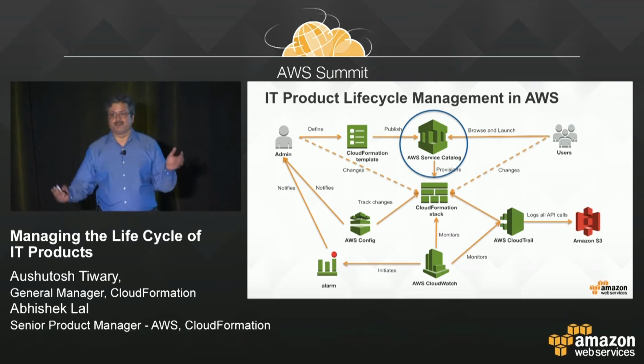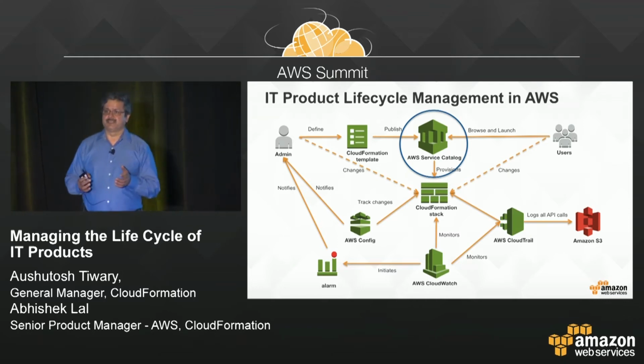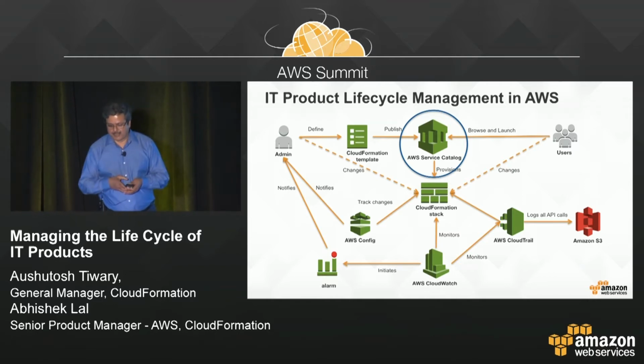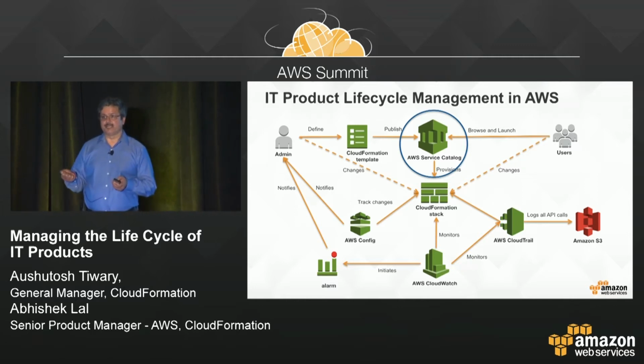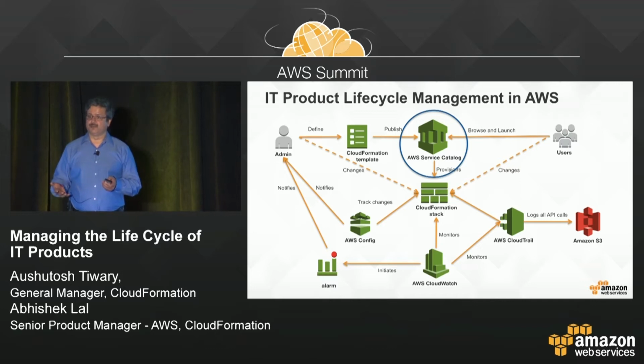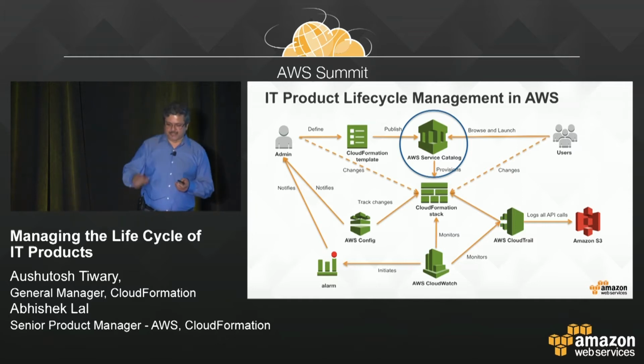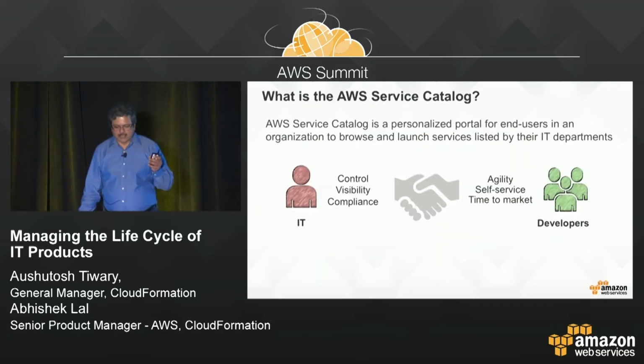So what we've done so far is we've defined the architecture of your IT product. Now let's talk about how we're going to take that and publish that in the AWS Service Catalog. What are some of the benefits of doing it, and what are the sequence of steps that you go through? And then we'll go back and have another quick demo walkthrough of that in a few minutes.